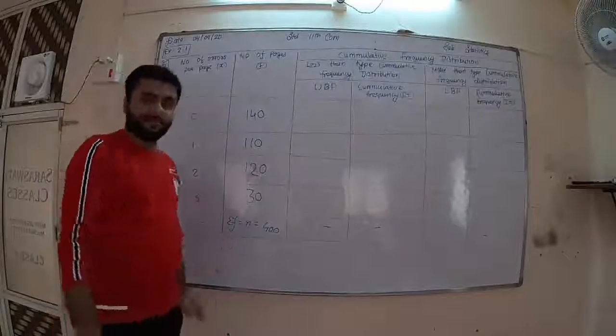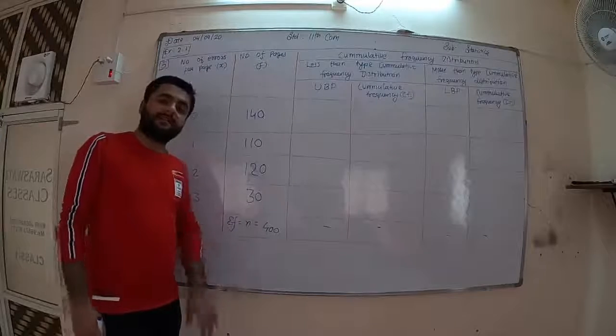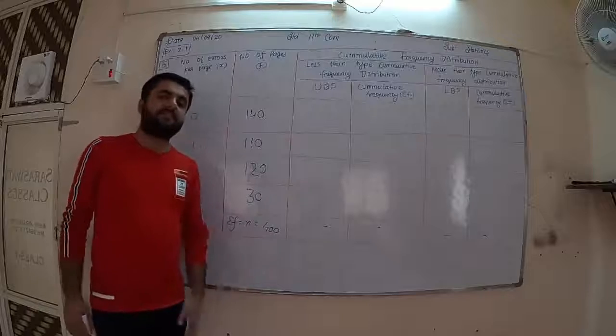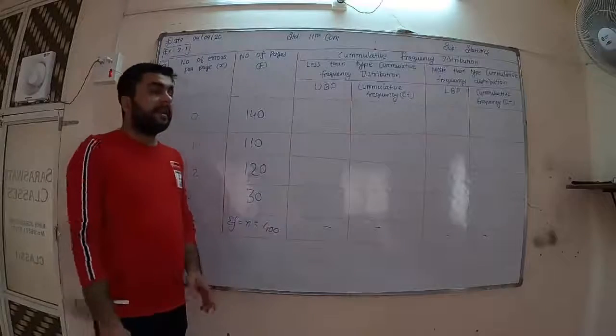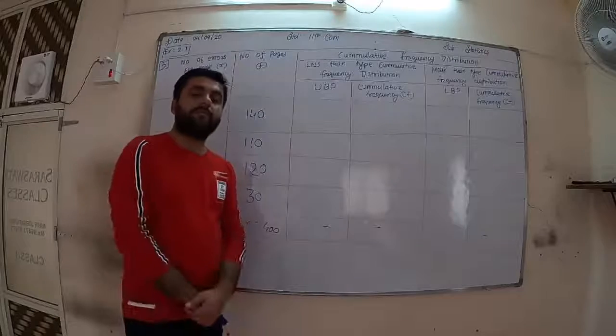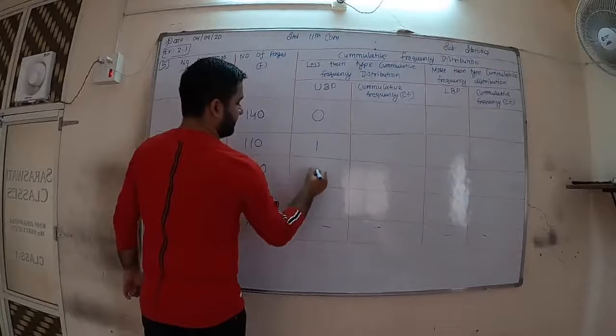When we are having continuous data, we first need to look at whether the classes are inclusive or exclusive, but this is discrete data, so that thing is not to be noted. Again, when we are having continuous data, then we have to look at upper and lower boundary points. Here just the given things are used.